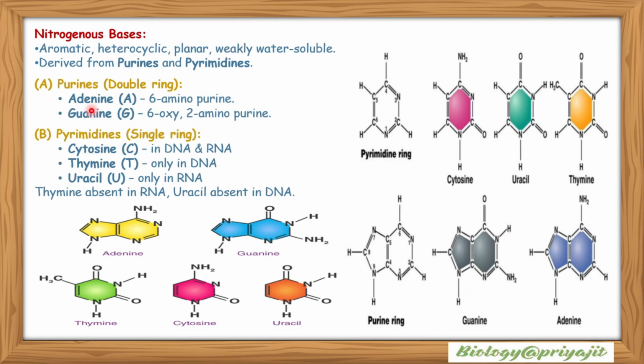So purines are adenine, 6-amino purine, and guanine, 6-oxy 2-amino purine. Pyrimidines have a single ring structure; purines have a double ring structure. Pyrimidines include cytosine, which is found in both DNA and RNA; thymine, which is found only in DNA; and uracil, which is found only in RNA. So thymine is absent in RNA and uracil is absent in DNA.